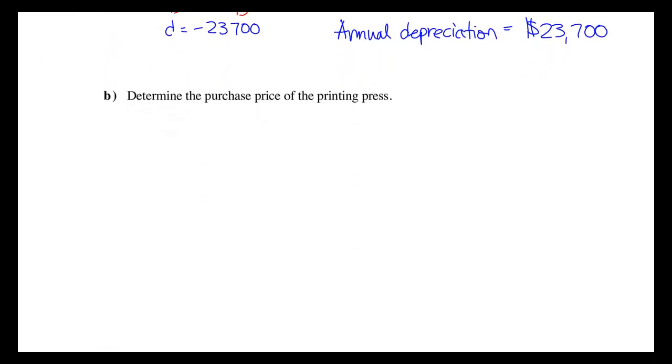Part B, determine the purchase price of the printing press. All right, so basically this time I want to find the value of a. So I can use either of those two equations I had at the start. So I've got a plus 4d equals $311,000. I can use that one. Or if you wanted, you could use a plus 17d equals $2,900.